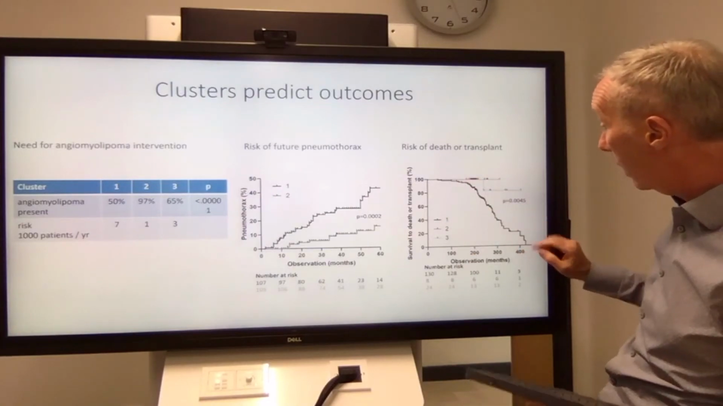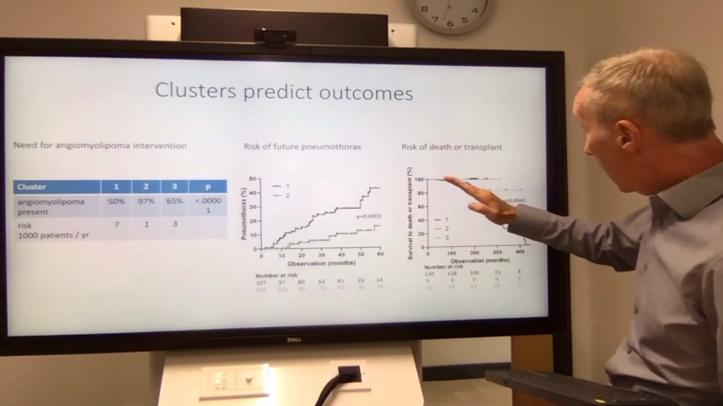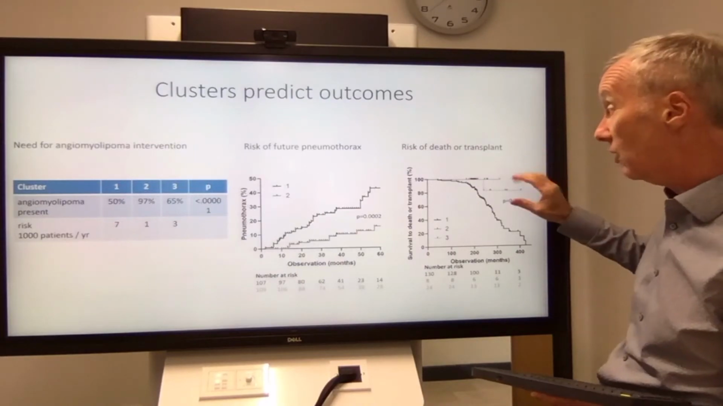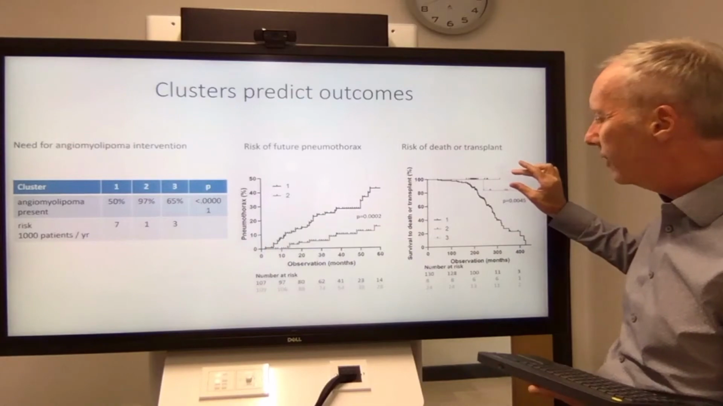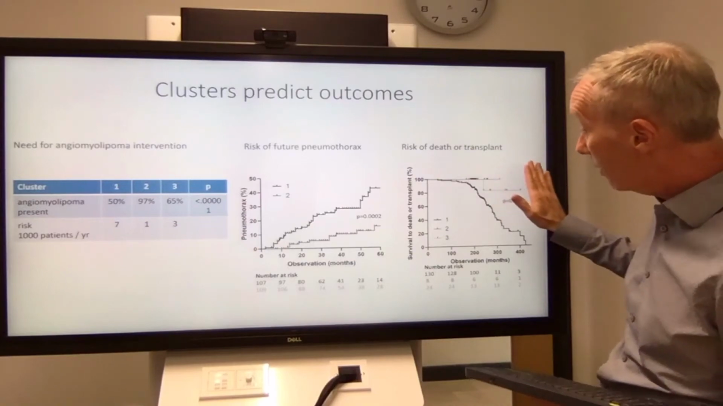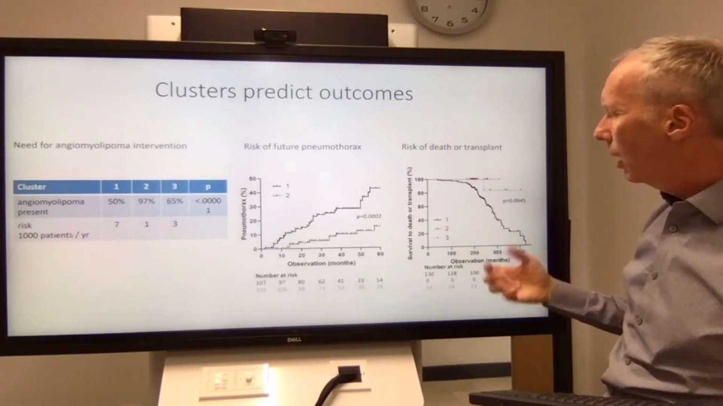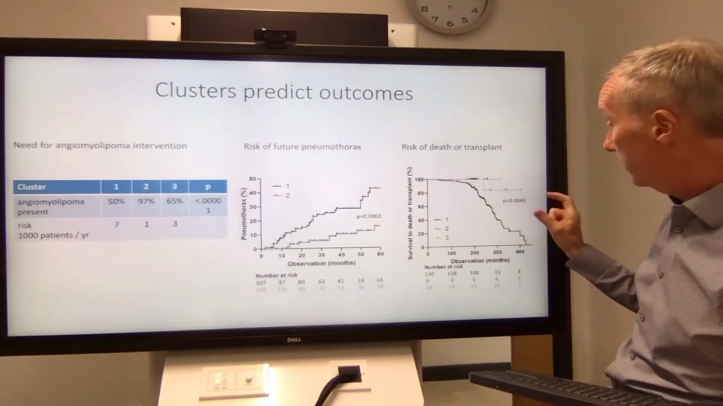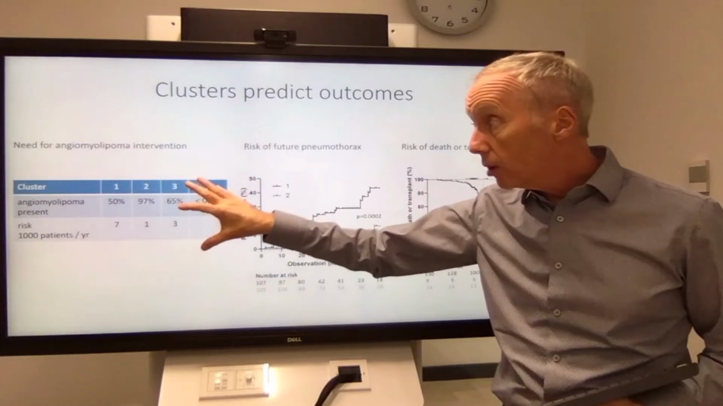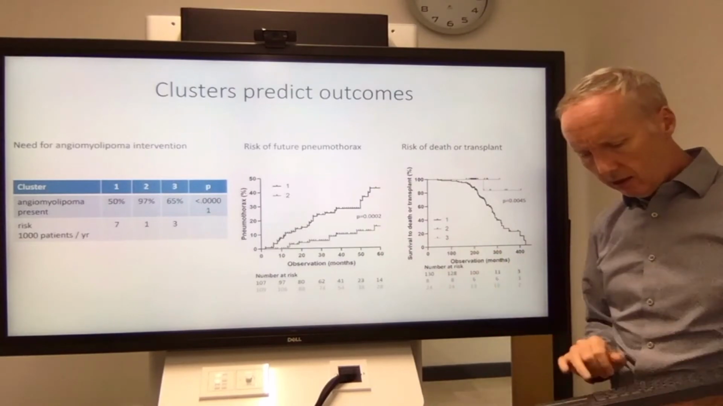If you look in cluster 1, you can see that patients in cluster 1 have a poorer survival than the patients in cluster 2 and 3, and the cluster 2 and 3 patients actually have very good survival. And if you think how old the people in cluster 3 are compared with cluster 1, the outcome here is very good. When we get further along, these are fairly small numbers, but this is a significant difference between these groups. So we can use these clusters to predict how we look after your kidney tumour, how likely you are to get pneumothorax, and long-term survival.